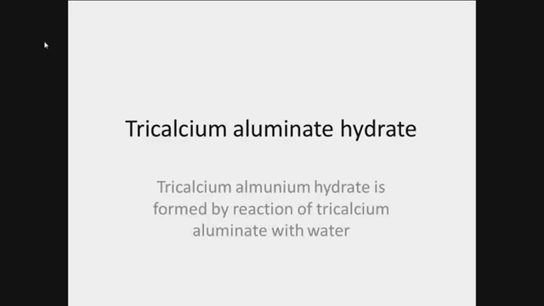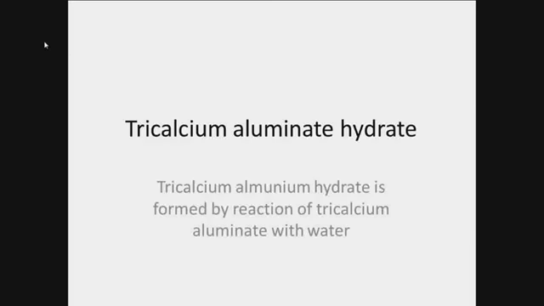To prevent flash set, 2 to 3% by weight of clinker of gypsum is added to the cement clinker. Gypsum is calcium sulfate with twice H2O, that is CaSO4·2H2O. Gypsum reacts with tricalcium aluminate and forms an insoluble calcium sulfoaluminate, and ultimately a tricalcium aluminate hydrate is formed.